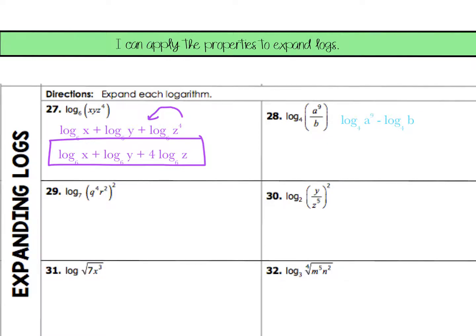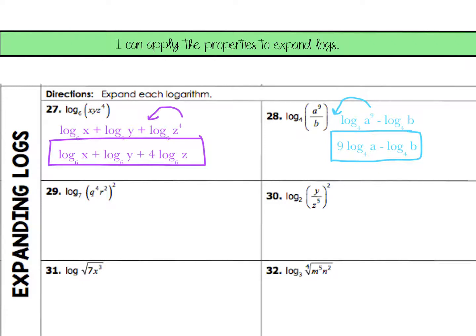because division means subtraction. And then I need to make sure I don't have any exponents that I need to clear out, which I do, so that 9 is going to come out front. That gives me 9 times log base 4 of a minus log base 4 of b. And then I can always check myself and work backwards. If I moved the 9 to the power of a and subtraction means division, I would end up right back where I started.